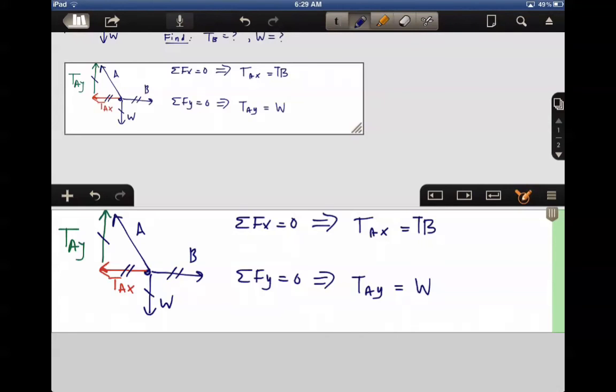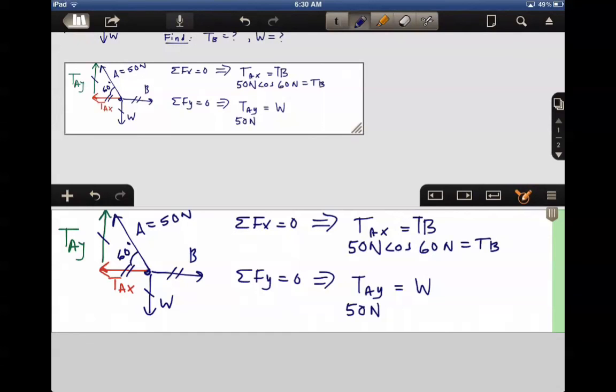I can actually calculate TAX and TAY because I know that the tension overall in A is 50 newtons, and I know the angle is 60 degrees. So TAX is 50 newtons cosine 60, and that will be our value for TB. And TAY is 50 newtons sine 60, and that will be our value for W.